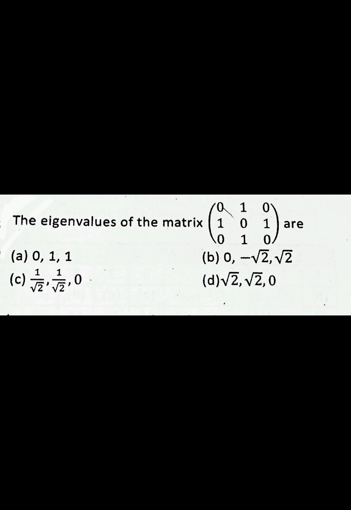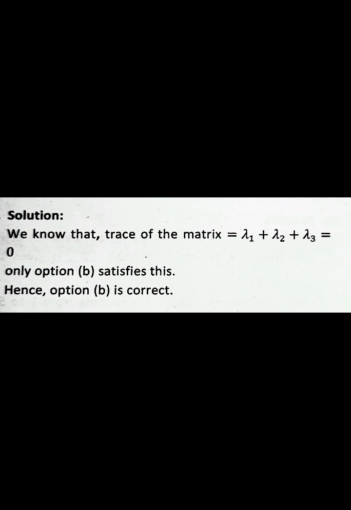The next question is: the eigenvalues of the matrix 0, 1, 0, 1, 0, 1, 0, 1, 0 are dash. We know that the trace is equal to lambda 1 plus lambda 2 plus lambda 3. This is equal to 0. So the only option that satisfies this is option B. So option B is the answer.